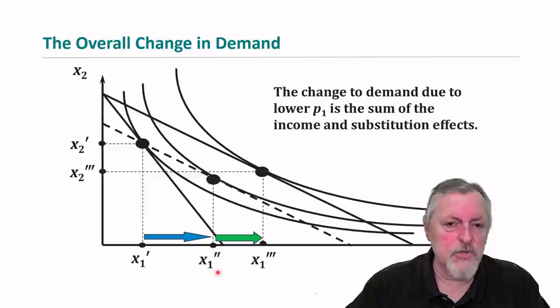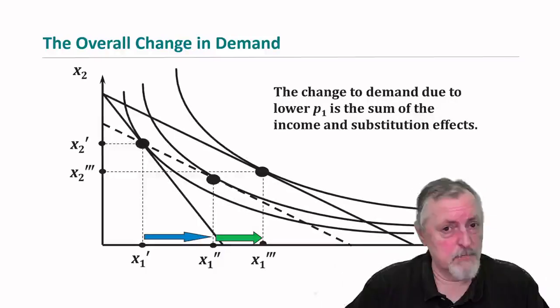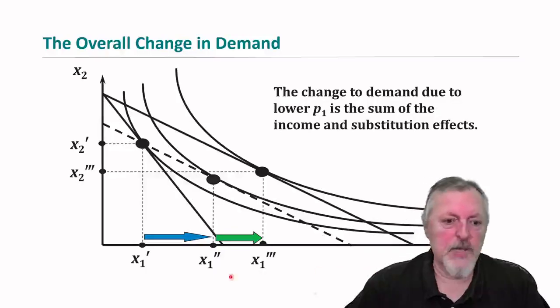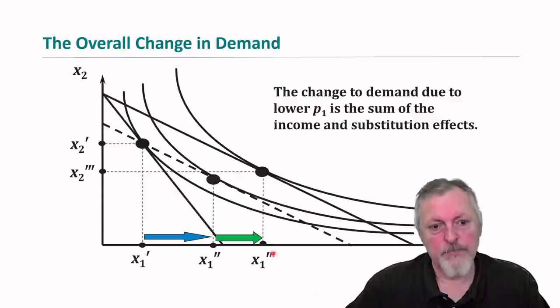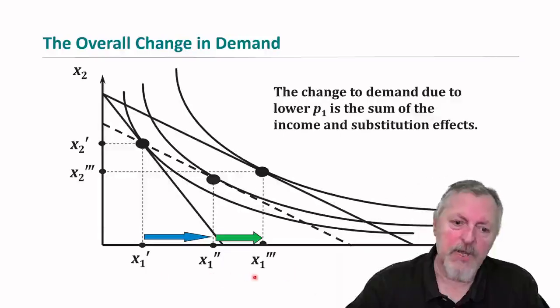But the income effect. You're functionally richer at this new budget line. Well, if you're richer for a normal good, and we're assuming thing 1 is normal, you're going to buy more of it. Your income goes up, you buy more of normal goods. So the income effect also says buy more of thing 1. Thing 1 is cheaper, buy more. You're richer, buy more. They go in the same direction.